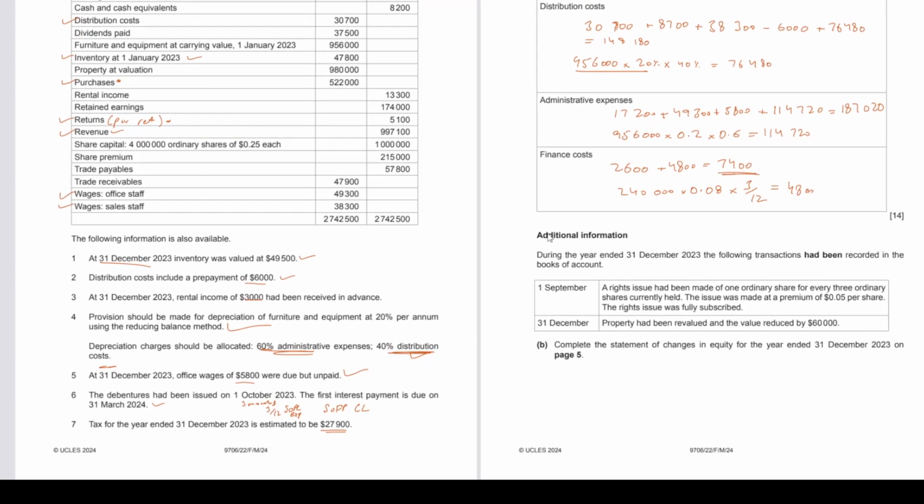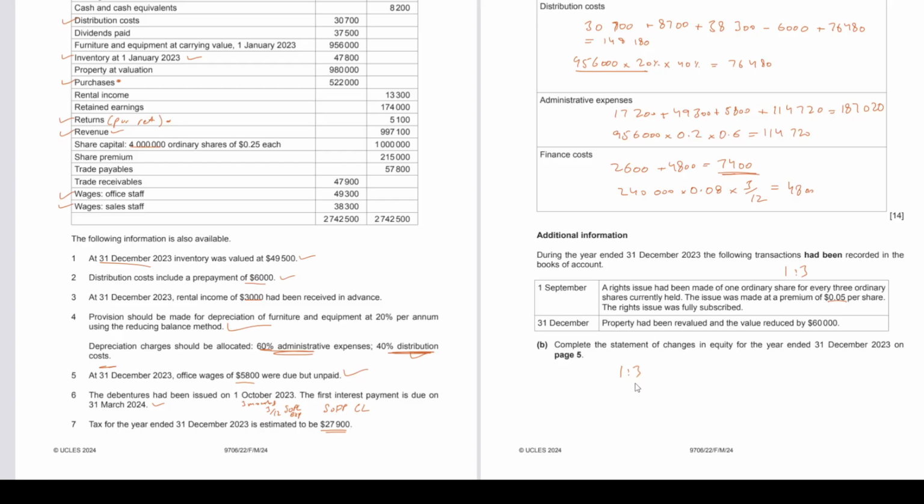Let's read that again. The rights issue had been made of 1 ordinary share for every 3 ordinary shares currently held. Okay. 1 for 3. The issue was made at a premium of 0.05 per share. The rights were fully subscribed. Okay. So rights issue is 1:3. And the current number of shares, look at the number of shares, right? So a million divided by 0.25 will be 4 million currently in issue.